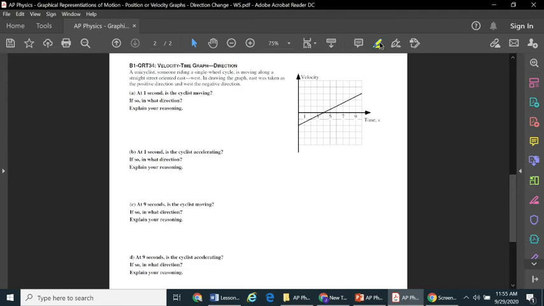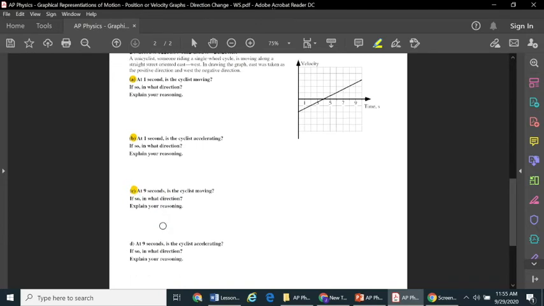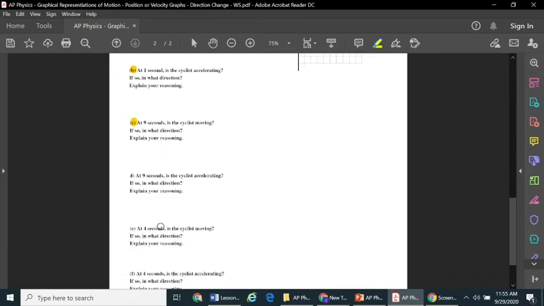I don't want you to do all these because they get repetitive to some degree. I want you to do A. I want you to do B. I want you to do C. And I want you to do E.